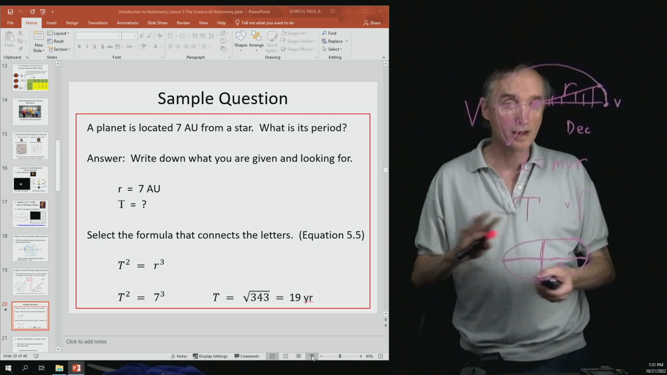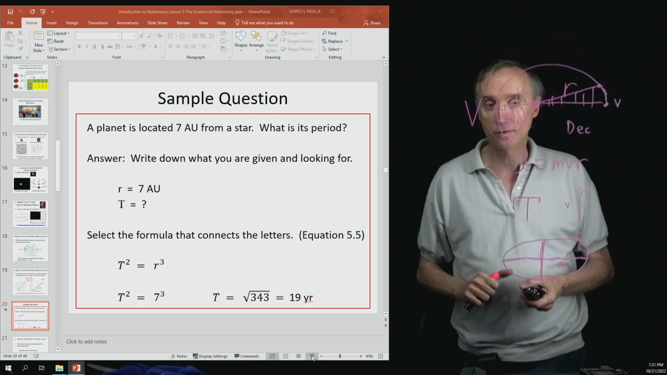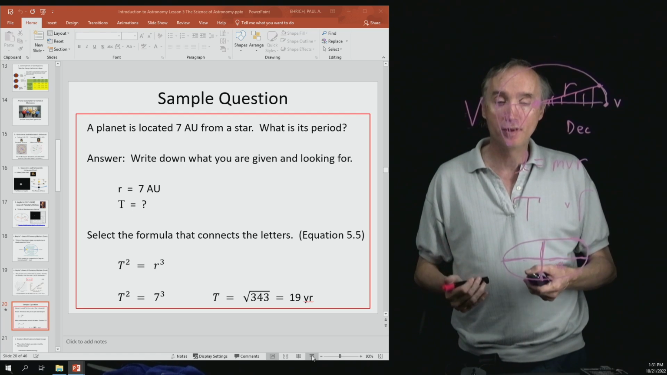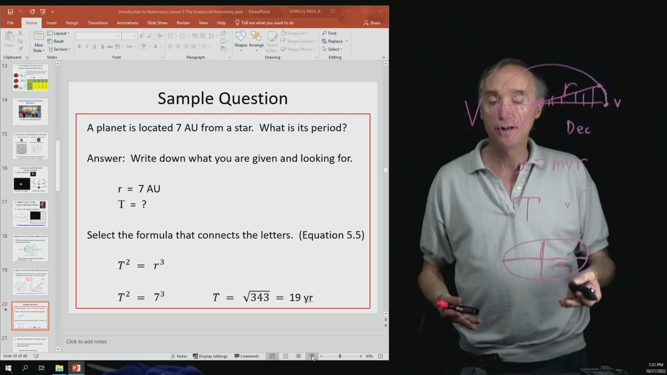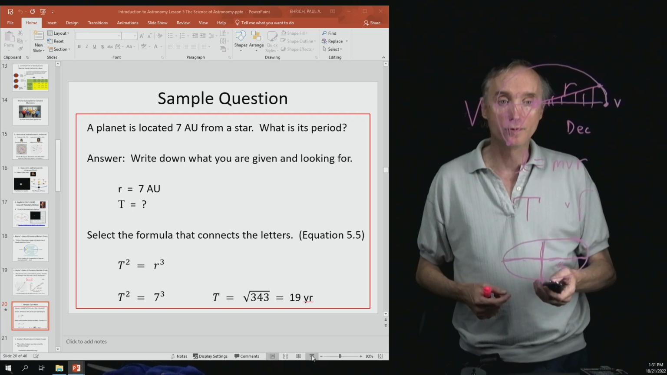Now Kepler had absolutely no idea why this worked. He just knew that when he graphed it, it made a straight line, so that must mean that that's the formula. So again, he didn't really know what was going on.